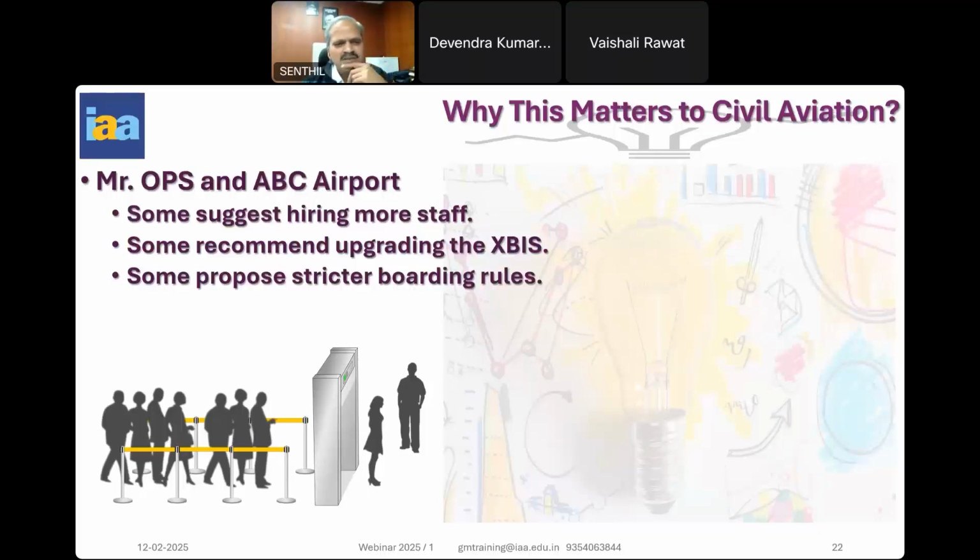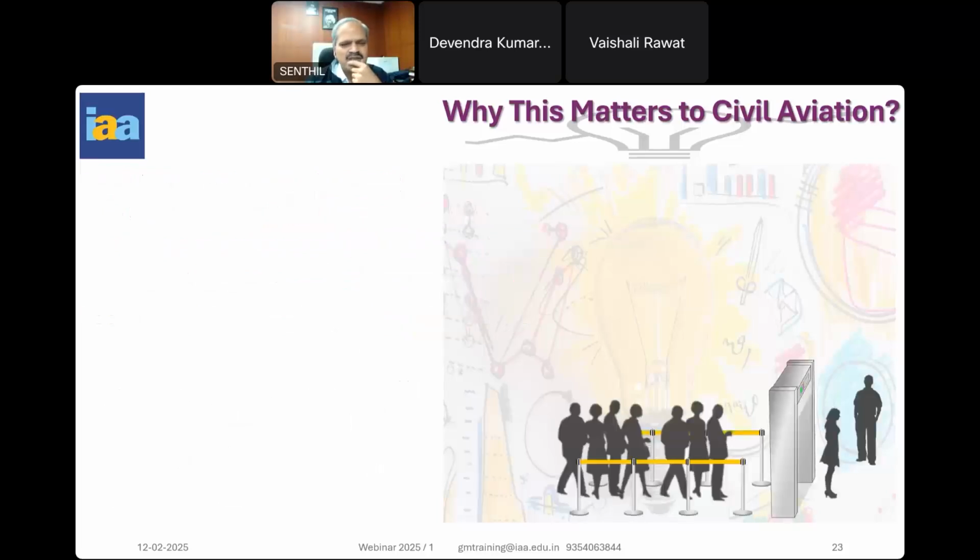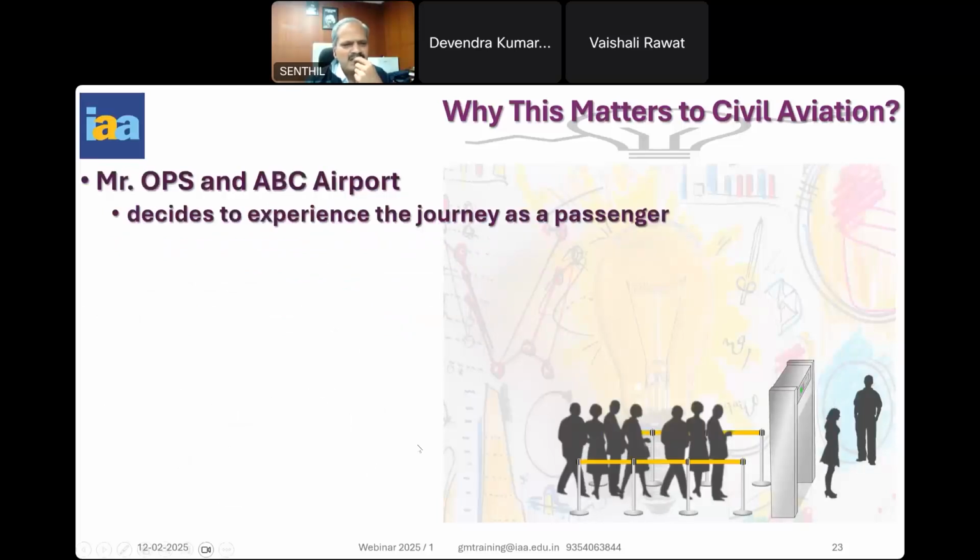Then somebody is telling you to make stricter boarding rules. Then what will happen? All your confectionaries will not be happy. He wants the passengers to come inside as early as possible. If you restrict them, then his business will go. So that will lead to a conflicting decision. So now what Mr. Ops did, he decided on a different thing.